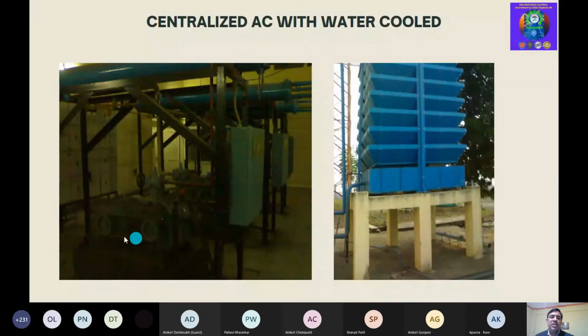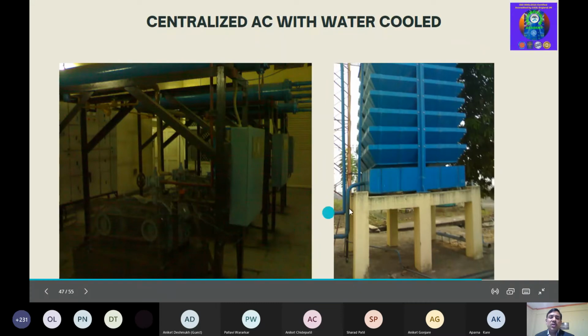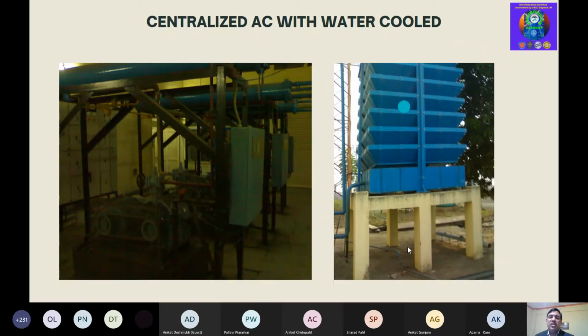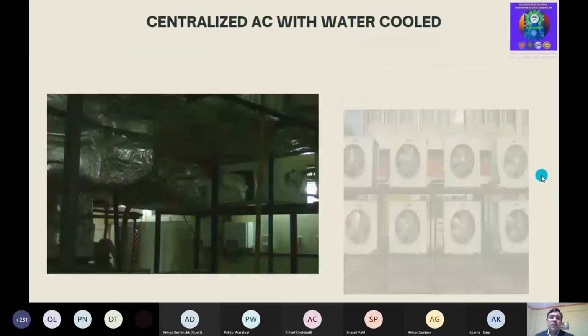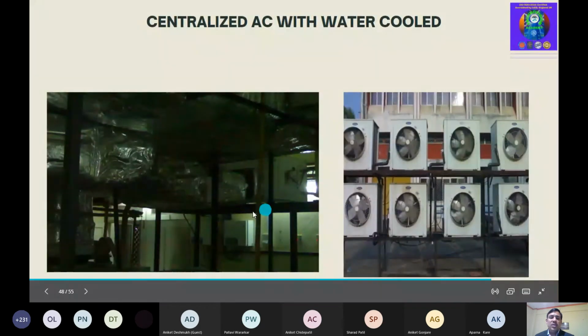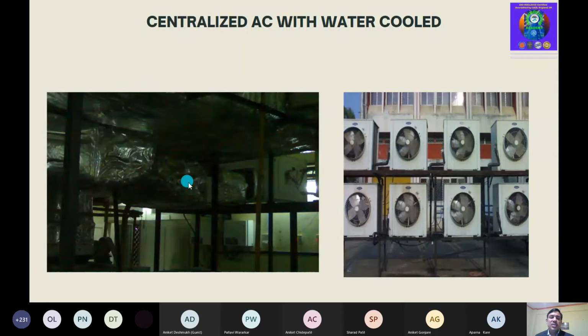These are the different arrangements. Heavy compressors were provided. If it is a bigger station, you have to use these compressors. Then you have the outdoor unit, that is the cooling tower. These are some of the indoor units. These are insulated so as to reduce the cooling losses. These are the outdoor units to cool the coolant. So this arrangement is provided.